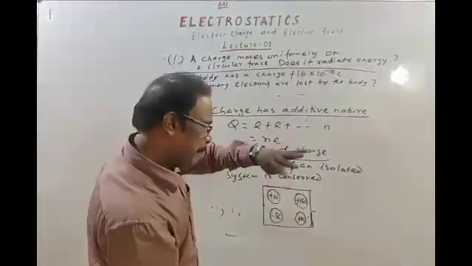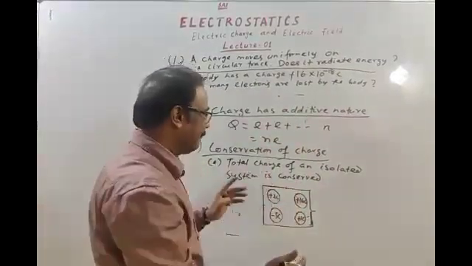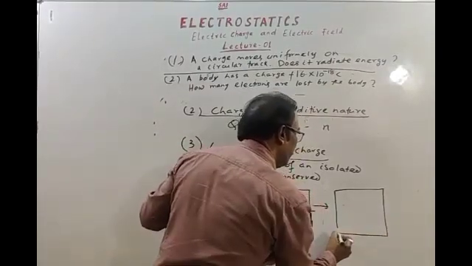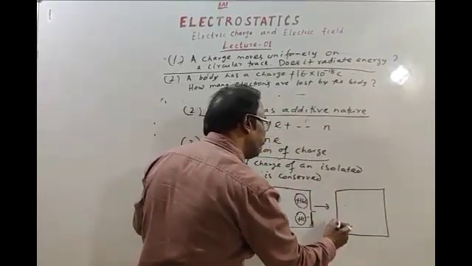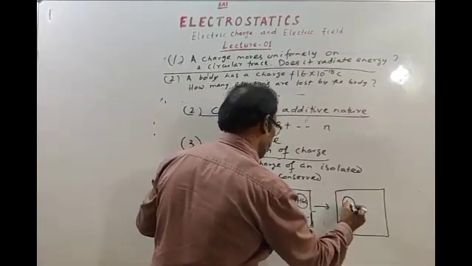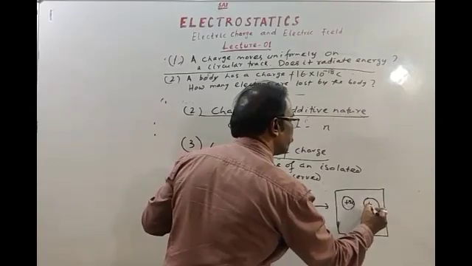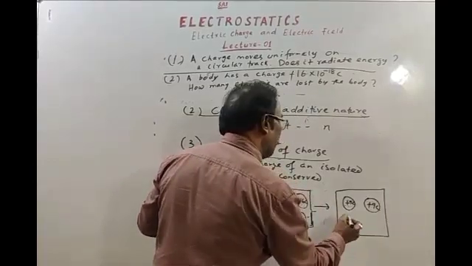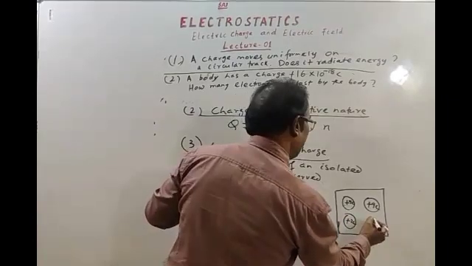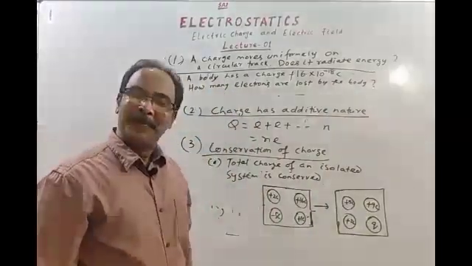Or you may make the box up and down once or twice. Then finally the charge will be distributed among the bodies. Let the first body become plus 5 coulomb, the second body plus 9 coulomb, and the third body plus 2 coulomb. Then the fourth body has a charge Q. We have to find Q.